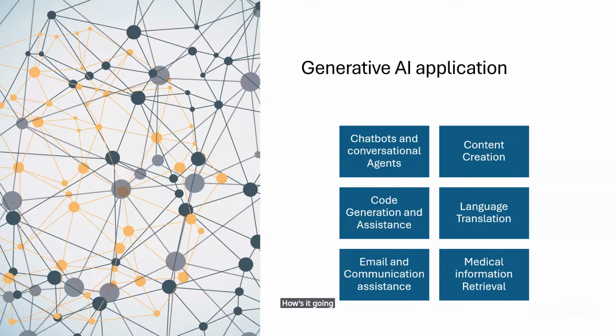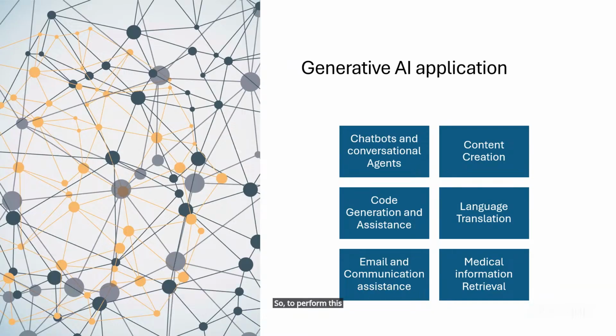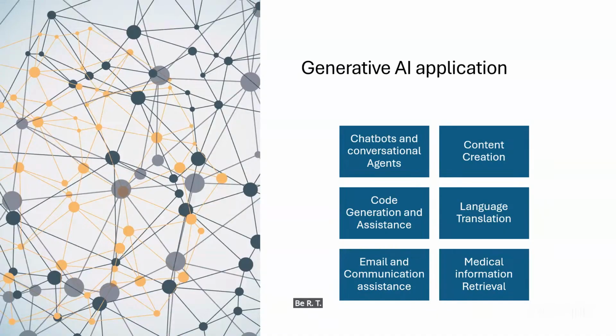Do you think it's a normal system? They have created something. It is a chatbot, simple. It is an AI chatbot. Based on the predefined information you have given, it automatically sums up. To build this AI-based chatbot, there is a nice technique created by Google called BERT, which is one of the nice techniques to create a chatbot. It can get your work done in a couple of minutes.